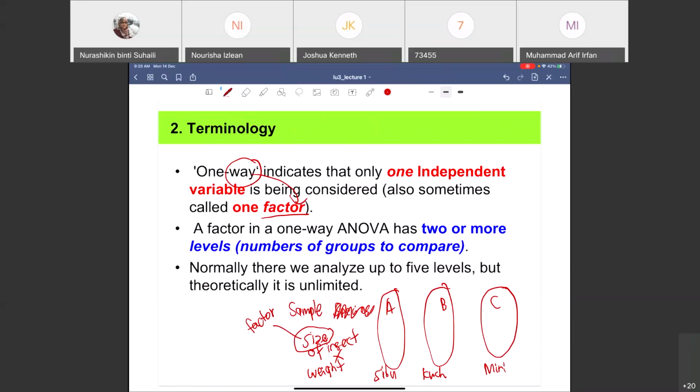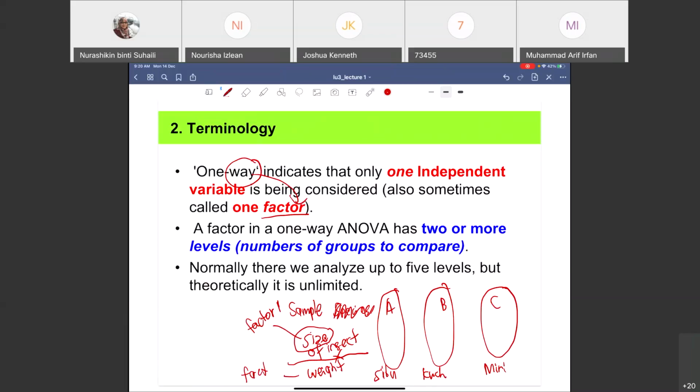Let's say you only want to consider this. But let's say you want to add more factors, another one, weight. This is factor one. Apart from the size, you want to also measure the weight of the insect that you have sampled in each of the places. So this is another thing that you want to measure. So this is factor two.